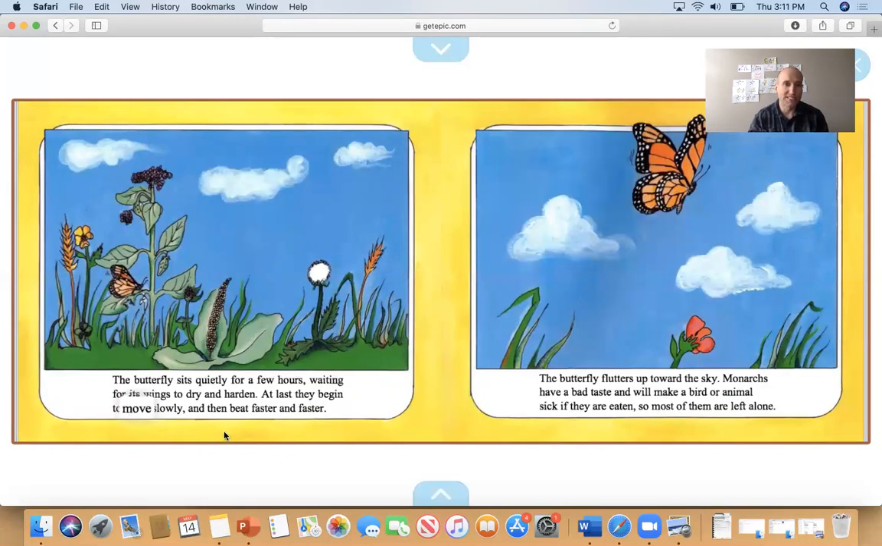The butterfly sits quietly for a few hours, waiting for its wings to dry and harden. At last, they begin to move slowly, and then beat faster and faster. The butterfly flutters up toward the sky. Monarchs have a bad taste and will make a bird or animal sick if they are eaten, so most of them are left alone.